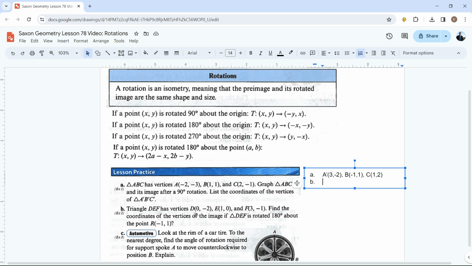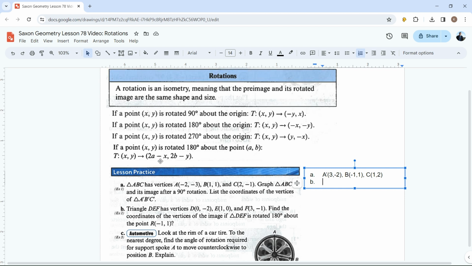I would take a compass out. I would put the sharp point of the compass on -1, 1, and then I would put the pencil on 0, -2. And I would just draw a semicircle, 180 degrees around. And that's where I would plot my new point, my image of D. I would do the same thing for E, the same thing for F.